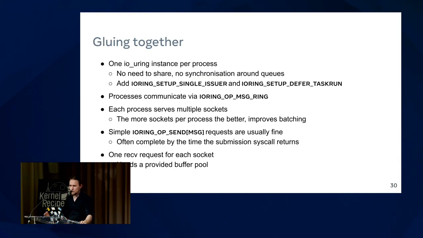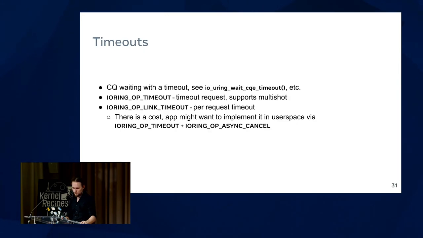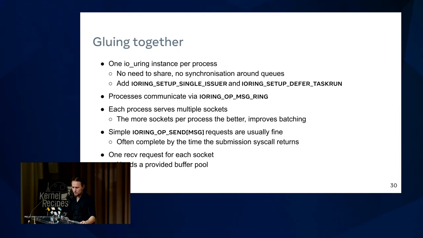And so for each io_uring instance, you will have multiple connections, and for each connection, you will have just one multi-shot receive queued up, which will be receiving data. For sends, it's usually fine to just use the old sendmsg without any additional polling. And I would say that's it.